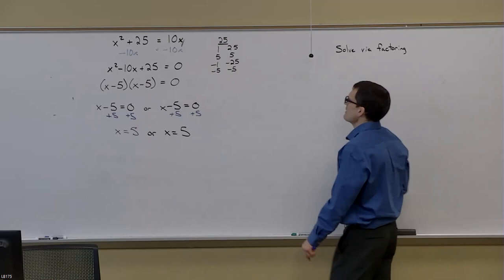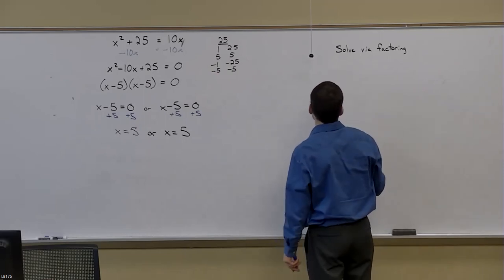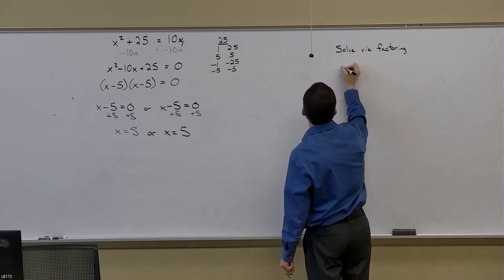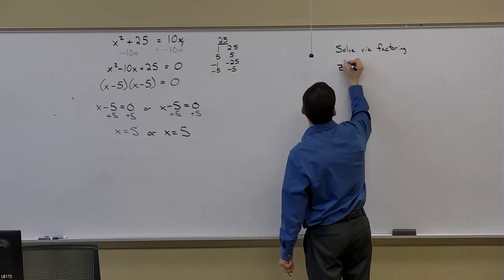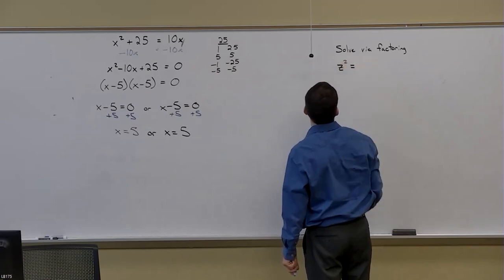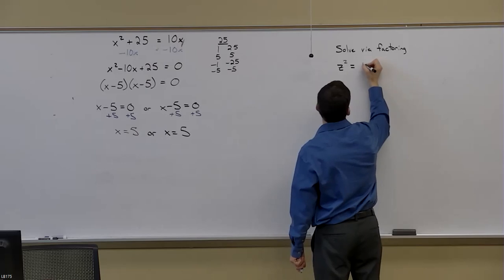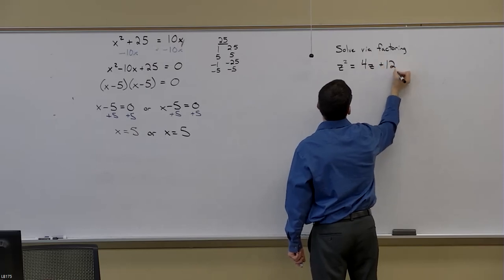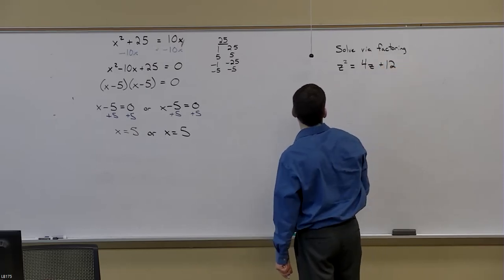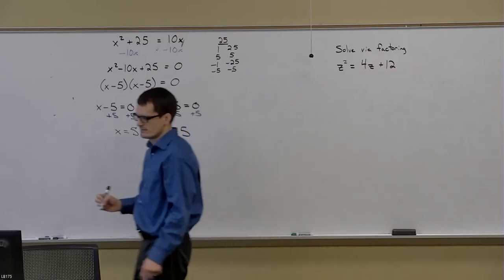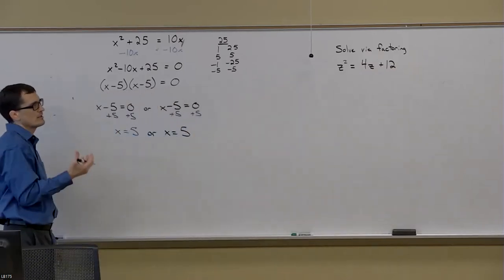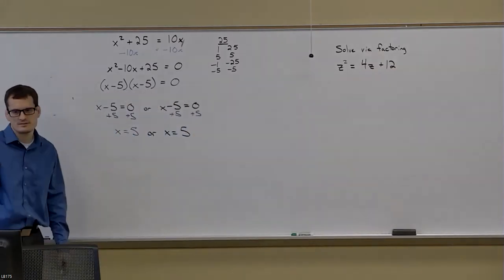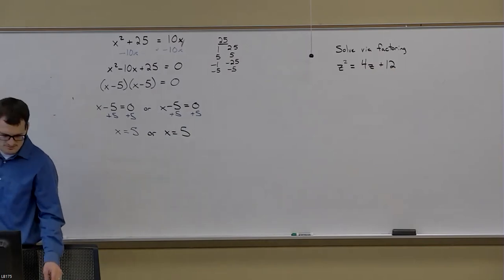So let's try to do this. Let's solve via factoring. I'll use a different variable this time. Let's say I have z squared equals 4z plus 12. I want you to go ahead and try to solve that with factoring.